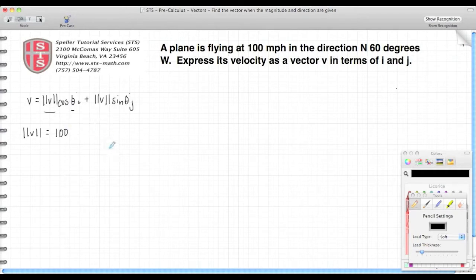So to do that, it's best to go ahead and sketch a graph so that we can better understand the problem to solve it. All right, we know that the plane is flying in a northwest direction. I'm going to call this vector v, and we know that it's flying north 60 degrees west. So that means this angle here is 60 degrees. If that's 60 degrees, we know that the angle down here has to be 30 degrees because each quadrant is 90 degrees.